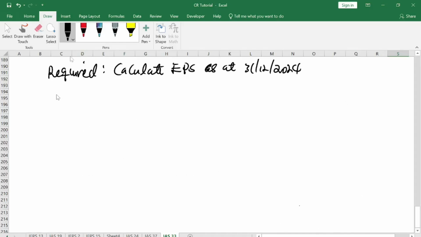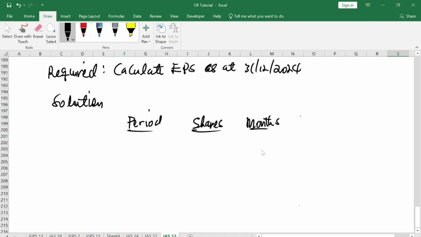So how do we solve this question? This is how I solve it. I start with the period, which stands for the date. Then I bring my shares, then the months, then my adjustment, if any, and then my weight. All right, so let us start.